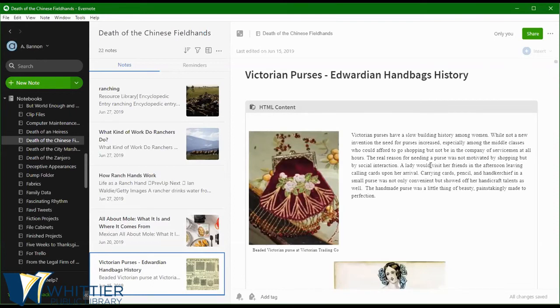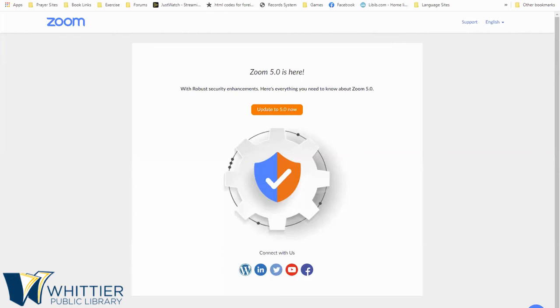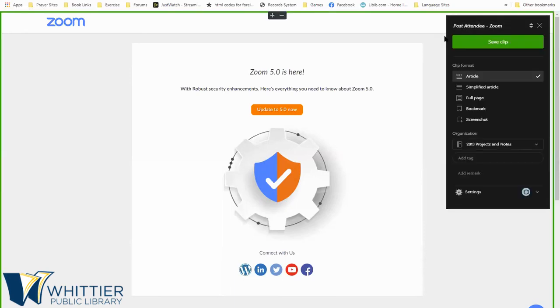And the nice thing about Evernote, let's see, I'm going to stop sharing and show you something on one of my other screens. This is my browser window. But you can see this little window here. I can click on that and it will automatically make a note out of Zoom 5.0 being here, which I don't want, so we're not going to do that.